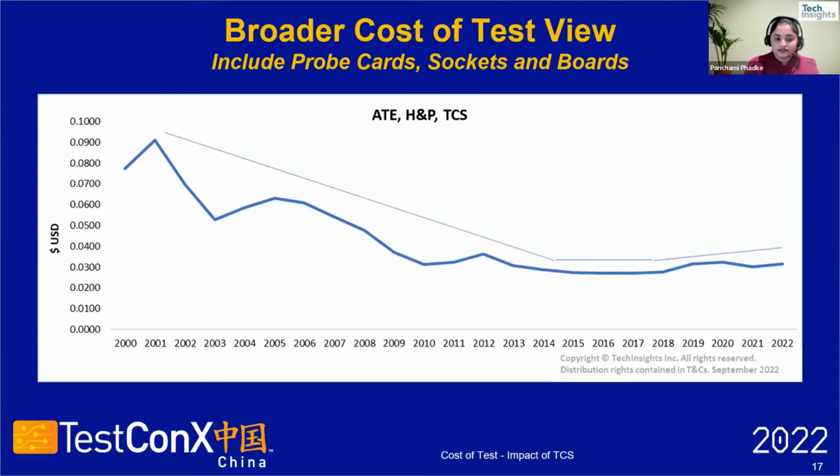Considering the equation from the previous slide, by including all three categories, ATE, handler prober, and test connectivity systems, this is the chart which represents the cost of testing each IC unit in the overall test market from the year 2000 to 2022.